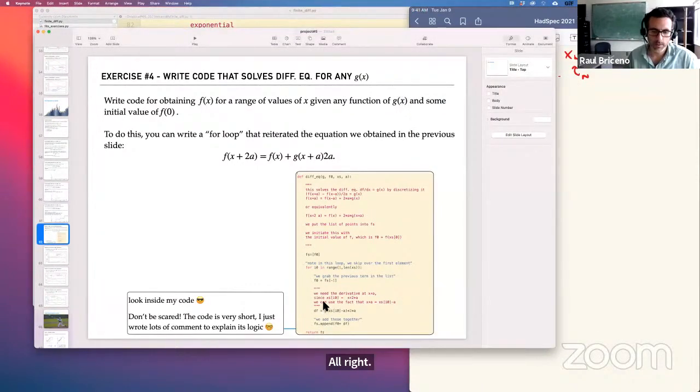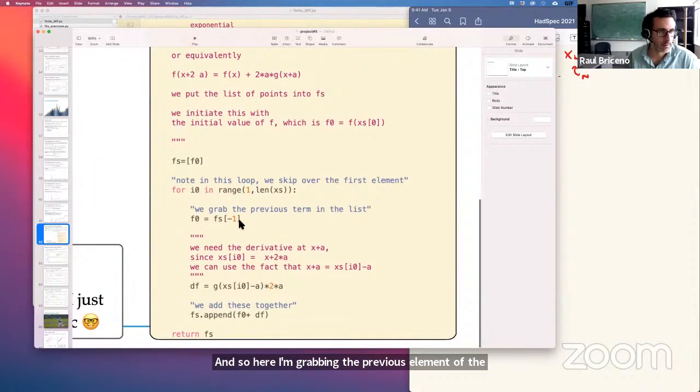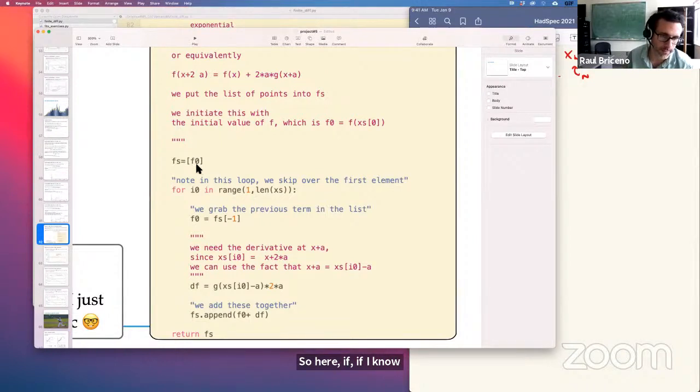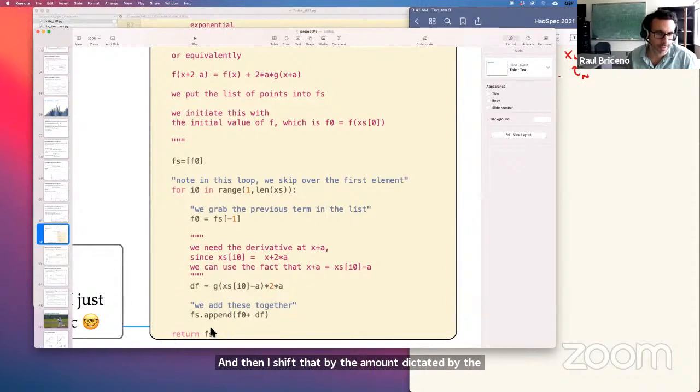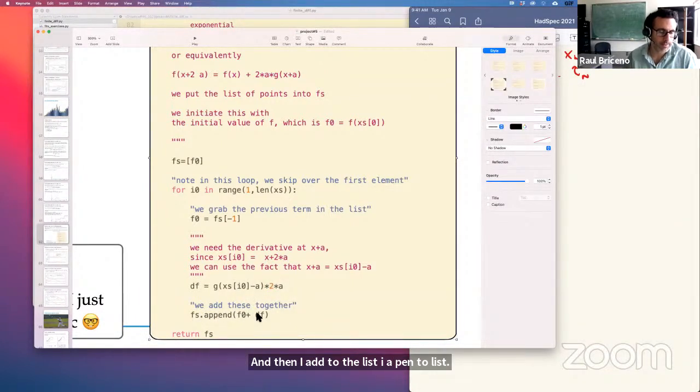And so here I'm grabbing the previous element of the list. That's what -1 does. It grabs the last element in the list. So here, if i is equal to 1, it just grabs f0, all right? And then I shift that by the amount dictated by the differential equation. And then I append to the list f0 plus df, the little shift in f. And then I return fs.